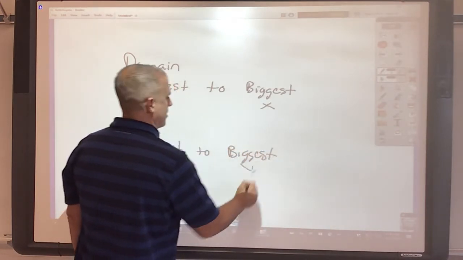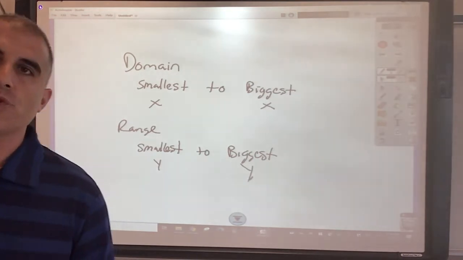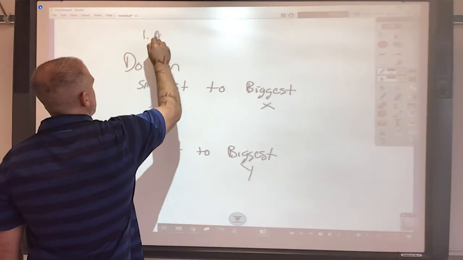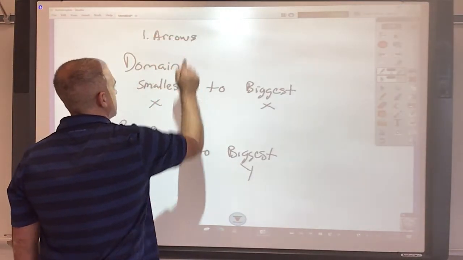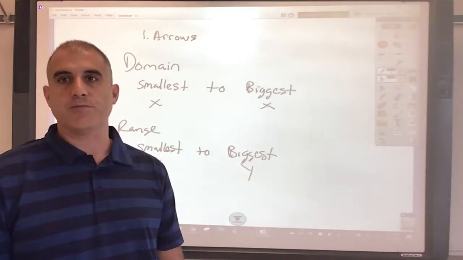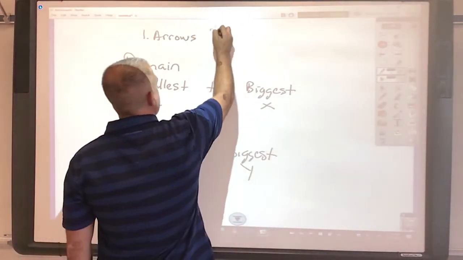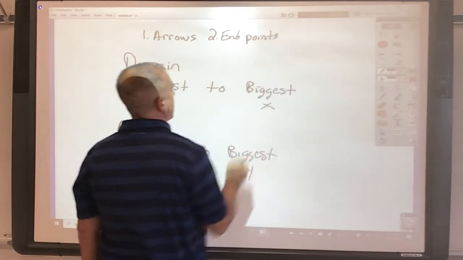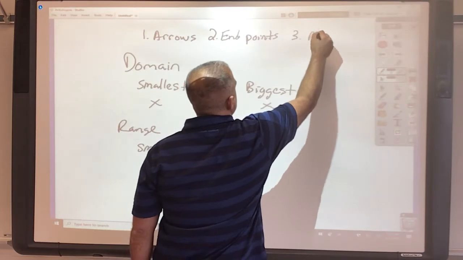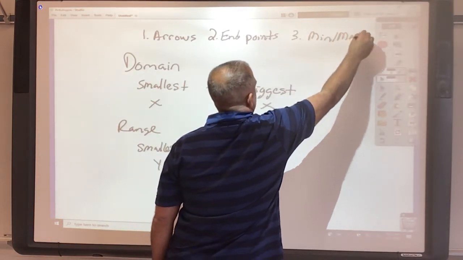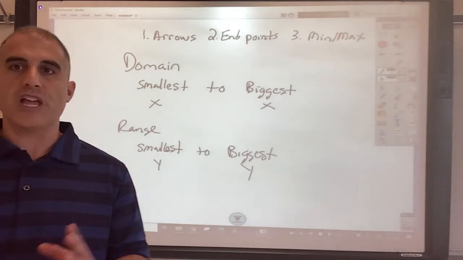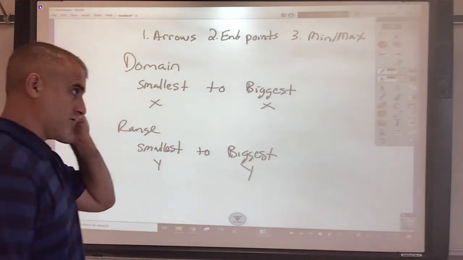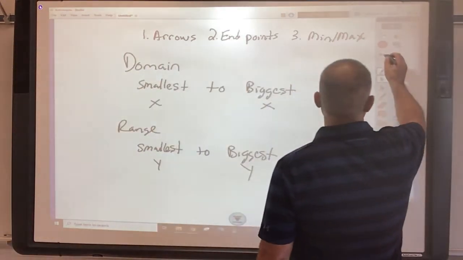Okay, now, in order to find the domain and range, you're going to have to label a few things. Number one, your arrows. This is a concept from Algebra 2. You have to label endpoints if you have them. And you have to label minimums or maximums. You got to be able to label those in order to find the domain and range of a graph.